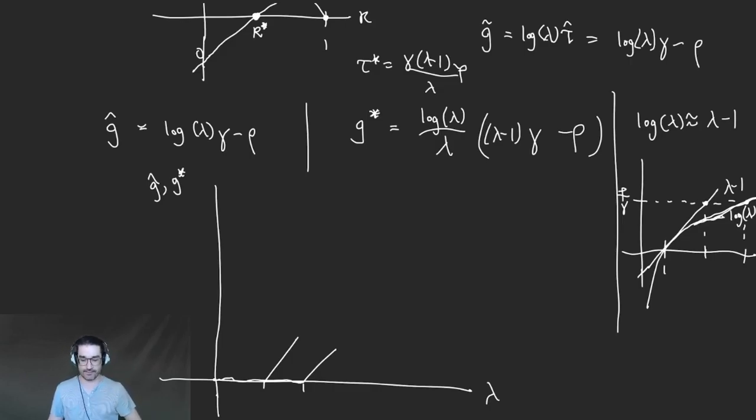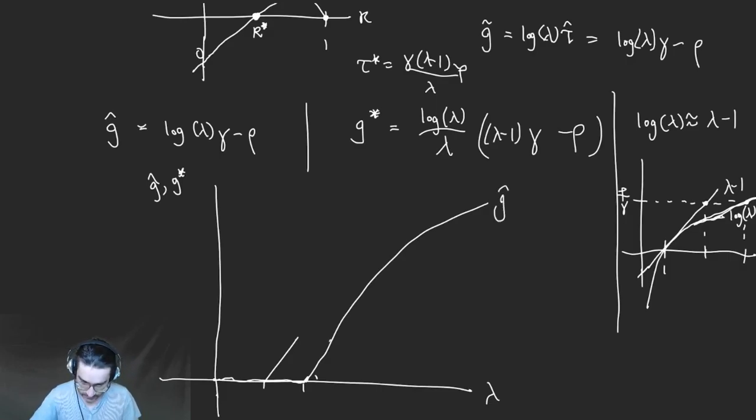So, what happens as you progress forward? In the case of the social planner, it's going to look like a sort of shifted logarithm function, something like that. That's G hat. And then I should probably make this larger at some point, so let me draw it more like that. So I've got some room to work with in G star.